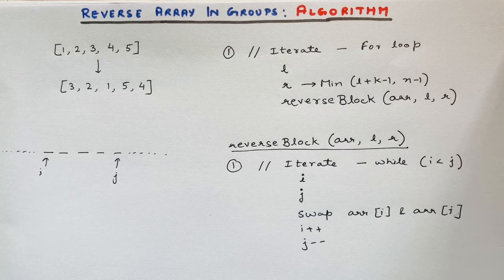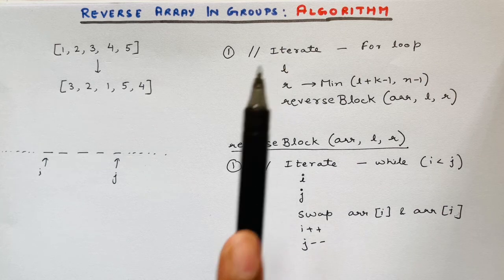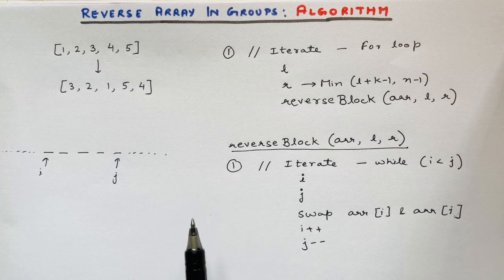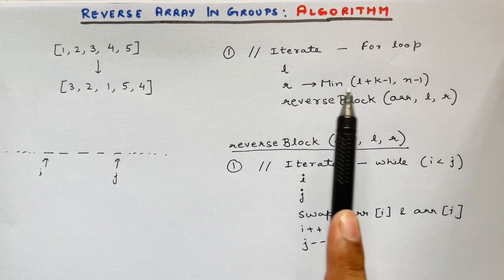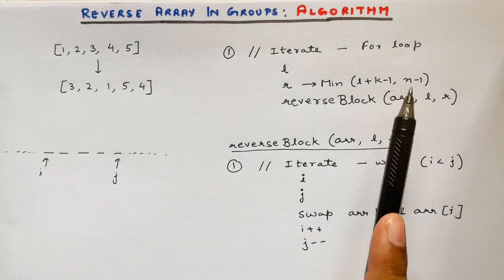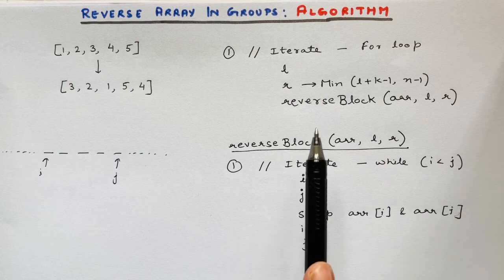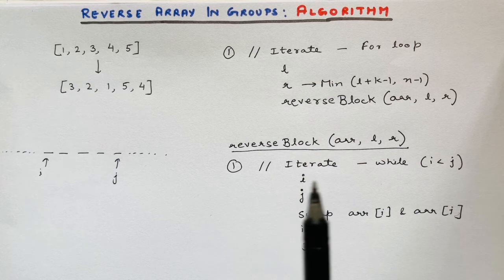Let us now try to put our thoughts into a concrete algorithm. So we know for sure that we have to iterate. And what do we plan to do in every iteration? In every iteration, we will select a block. And how are we selecting a block? By defining L and R. So in every iteration, we will have an L and we will find an R corresponding to that L. It will either be a full block or it will be a smaller block which is only till the end of the array. Then we call the reverse block function that will reverse the elements from L to R.